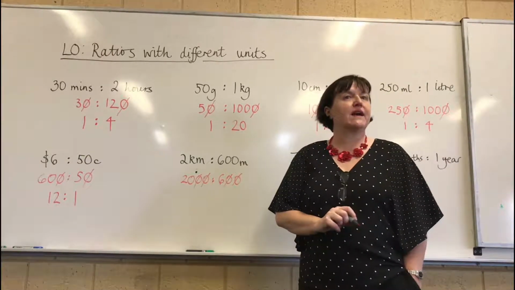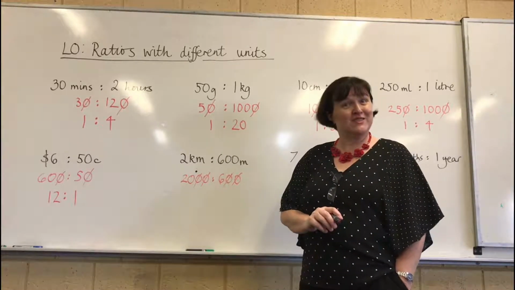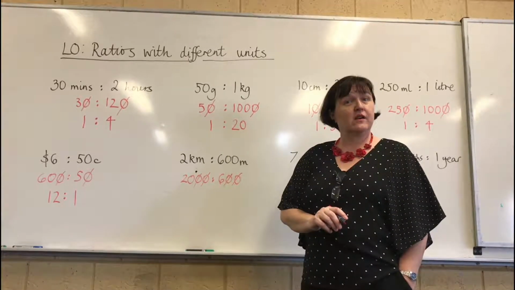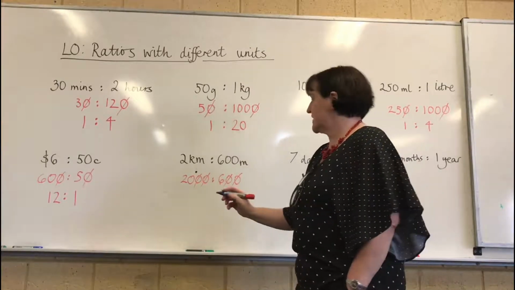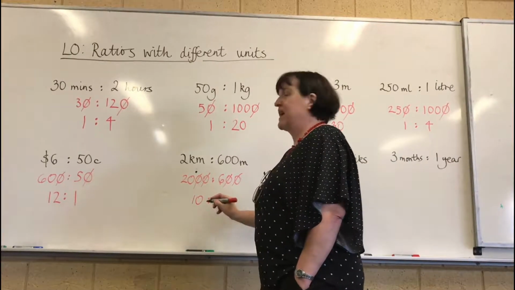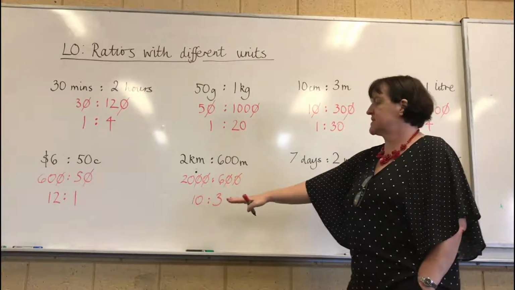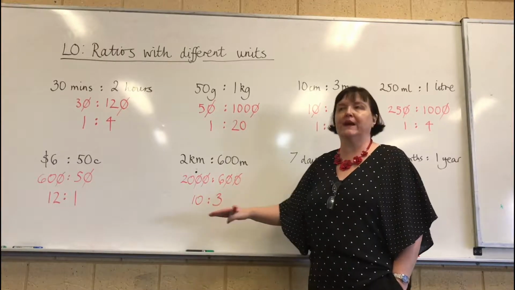Can I do anything with that one? I think you could probably divide them both by 2. You can divide them both by 2, well done. So the ratio will be 10 to 3. Can I do anything to that? No, I can't, can I? So your simplest form is 10 to 3.